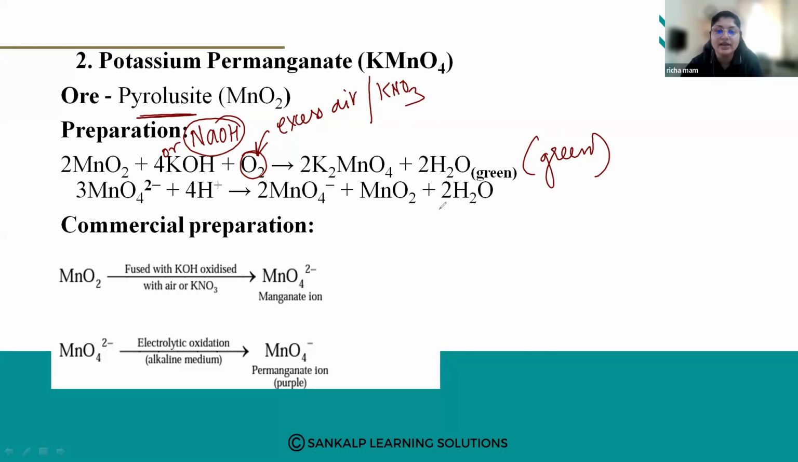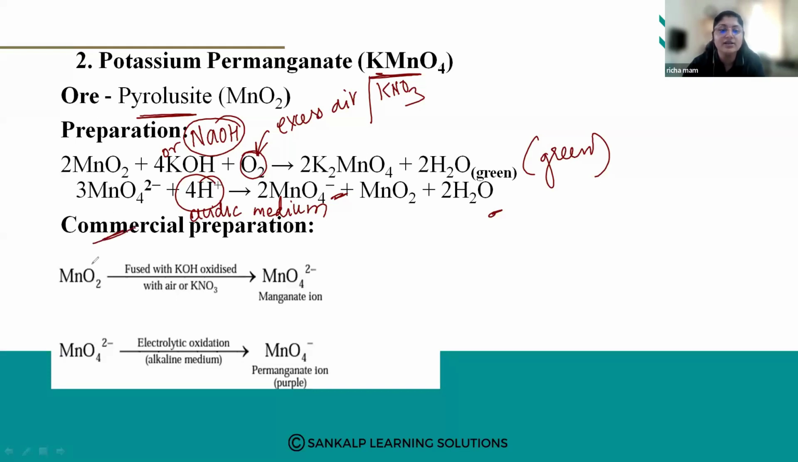Now this K2MnO4 will get disproportionated. Disproportionation means it will get split into different products in the acidic medium. So we apply acidic medium, and in the acidic medium we get potassium permanganate, MnO2, and water. So these are the reactions of pyrolusite, that is the preparation of KMnO4.